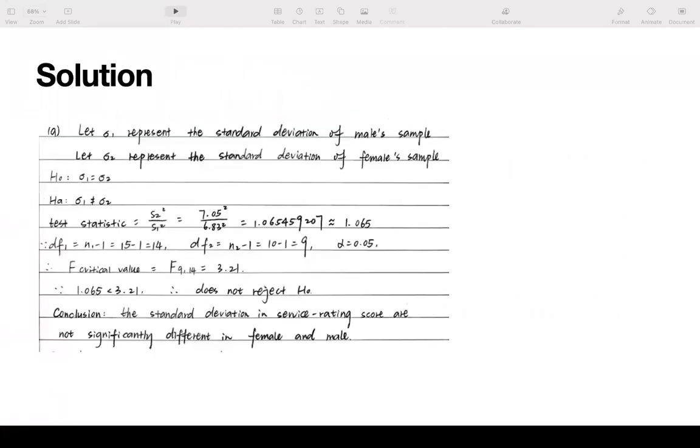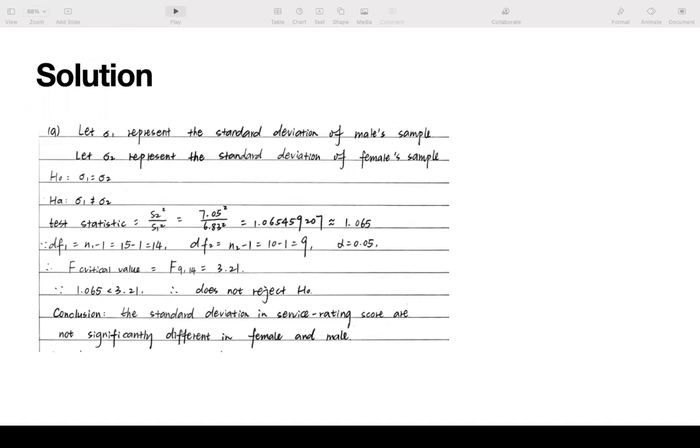we can let sigma 1 represent the standard deviation of the male sample and sigma 2 represent the standard deviation of the female sample. And we can write the null hypothesis as both sigmas are equal, and the alternative as the two sigmas are not equal. So here the test statistic is equal to S2 squared divided by S1 squared, which is equal to 1.065.